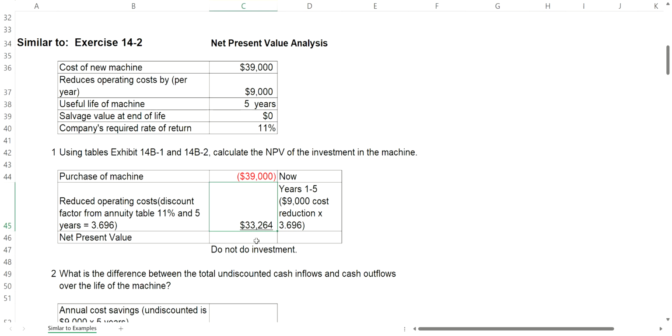So to get the net present value, I'll take my cash outflow of $39,000 minus the present value of my cash inflow, $33,264. And I have a negative $5,736 because I do have more in cash outflows than I have in inflows. So a negative number represents we should not do the investment because we are not making at least an 11% return. If it was exactly 0, your decision would be indifferent. That is exactly an 11% return.